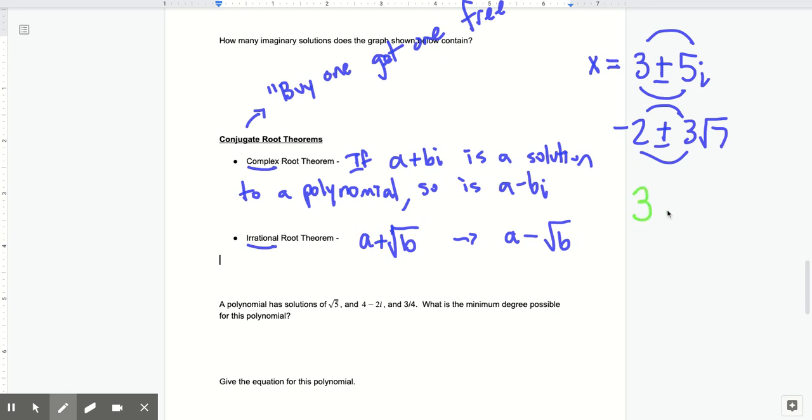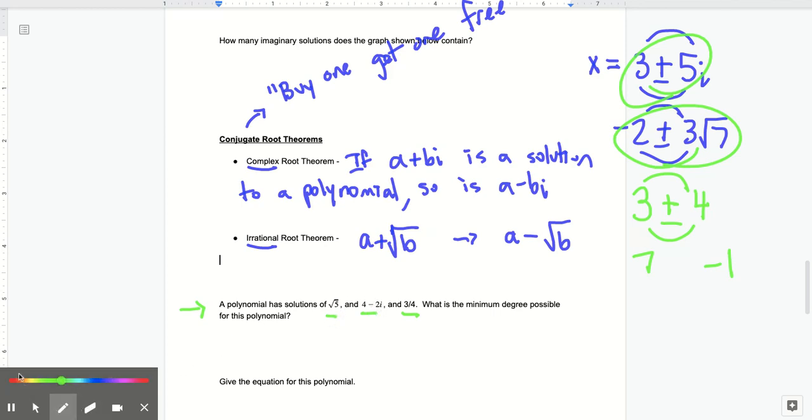Because picture if you were solving a quadratic and you got down to 3 plus or minus 4, you're going to have 3 plus 4 is 7, and 3 minus 4 is something entirely different, -1. These do not come in pairs like this does or like this does as well. So let me show you how this is actually helpful using this example. It says that a polynomial has the following solutions. What is the minimum degree possible for this polynomial? According to this rule, when you have square root ugly solutions and i solutions, the conjugate is also going to be a solution even if they don't tell you.